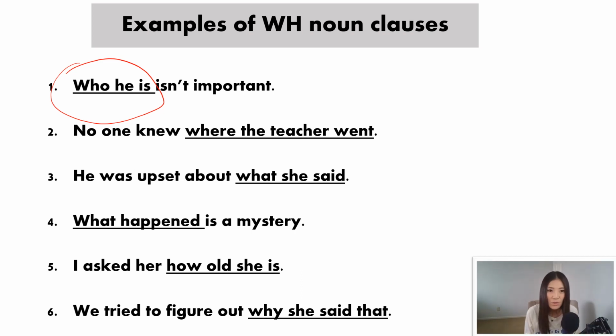Number 2 says, no one knew where the teacher went. Number 3, he was upset about what she said. 4, what happened is a mystery. Number 5, I asked her how old she is. Number 6, we tried to figure out why she said that. So all the underlined portions you see on this slide, they are WH noun clauses.